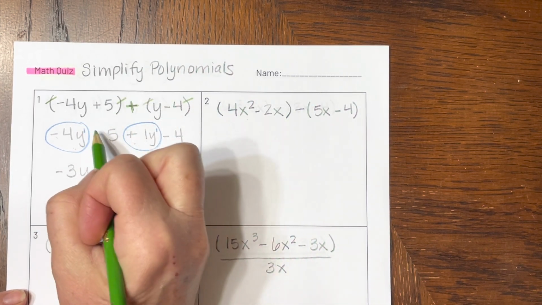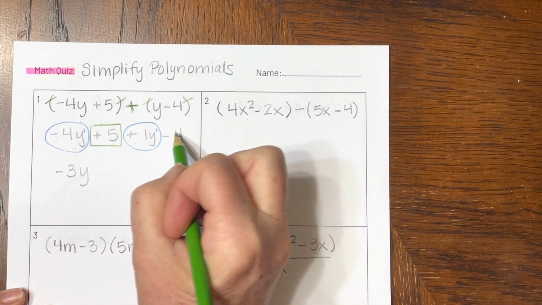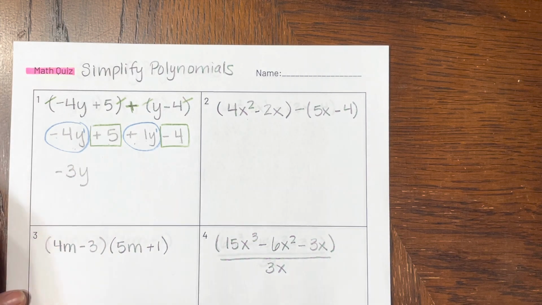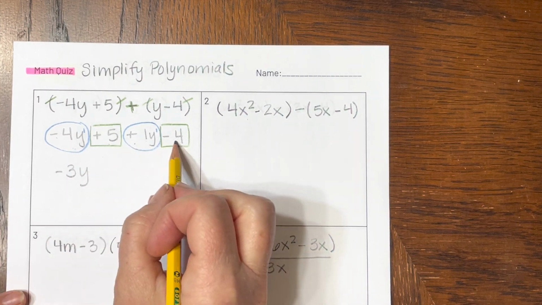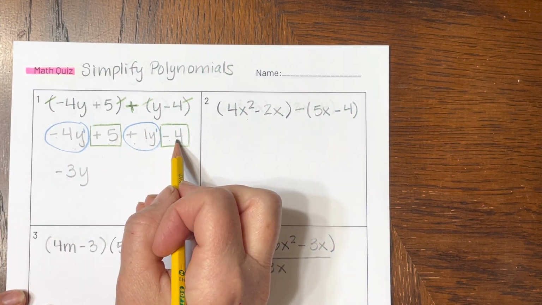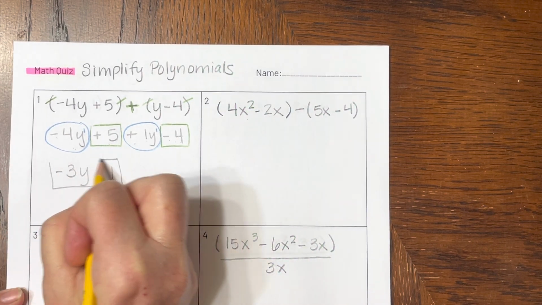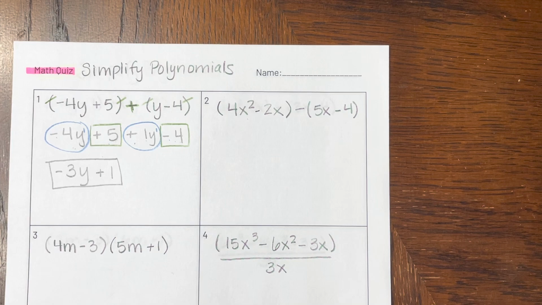I now look at my numbers that are just hanging out by themselves. I've got a +5 and a -4. Those, again, are different signs, so I am going to subtract. I'm left with a +1. And that is our first solution.